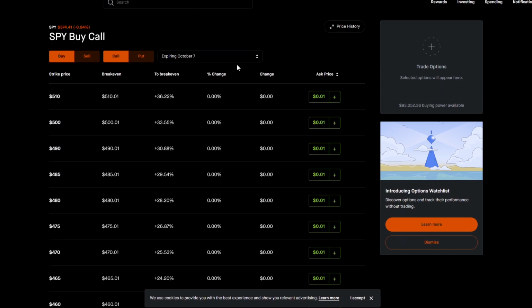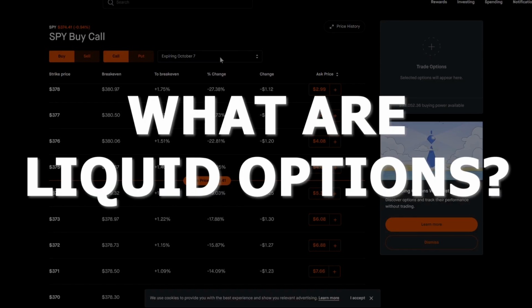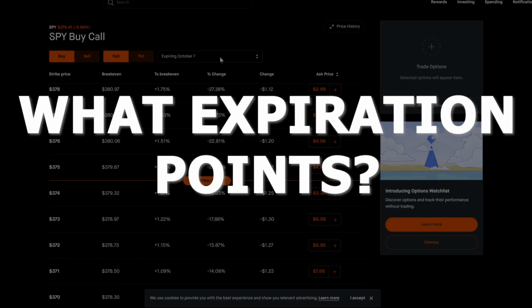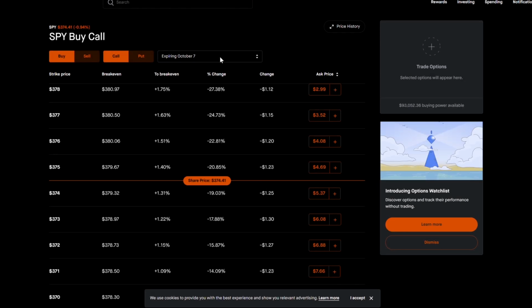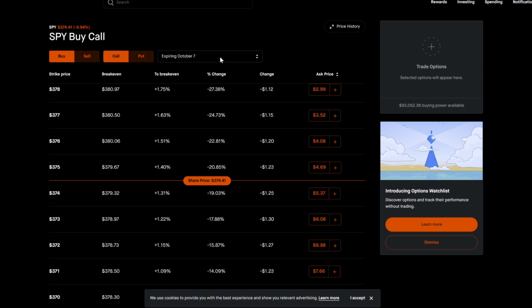So essentially, the thing that I mentioned that I like about SPY is the liquid options. Now you may be like, what are liquid options? So let me back up for a second. Let me tell you what liquid options are. Let me tell you what expiration points I like for SPY. And then also, I need you to understand how to close this position. It's really important because so many people enter into positions and they don't end up closing the position properly. That's probably the number one mistake that so many beginner option traders are doing. They're either entering positions with no plan to exit, or they're just exiting with not enough profits. So that's what I'm going to change for you in this video. So make sure that you do stick to the very end.